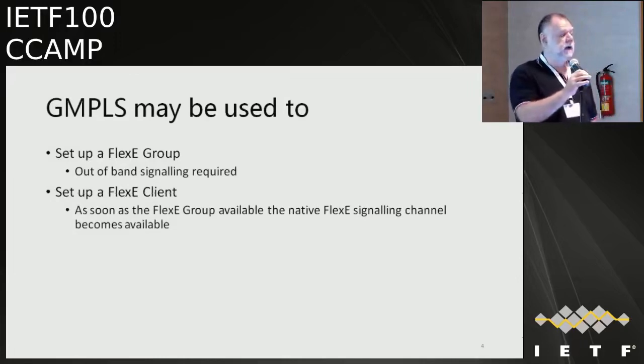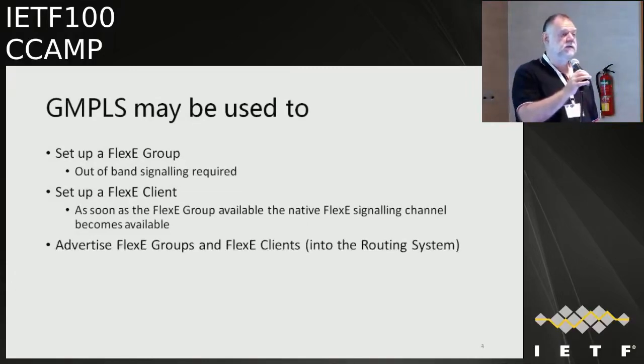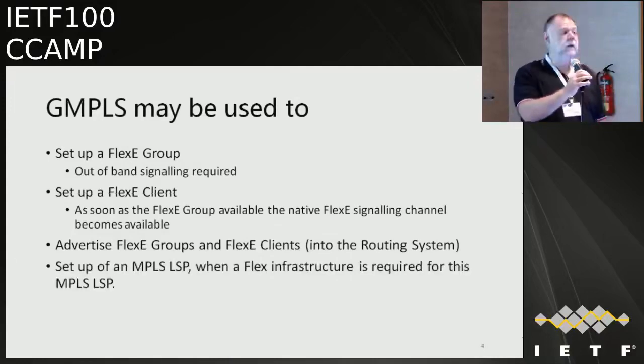When setting up a Flexi client, we actually have a signaling channel available on the PHY, a one-to-one type of channel, and we also have a signaling channel available on the Flexi group. We could use either. We need to decide how and in what situation we want to use those channels. And then we can use Flexi to announce the TE parameters. We can use the GMPLS control plane to announce Flexi TE parameters into the routing system. Next. And then we can also use it to set up a vanilla MPLS LSP, and that's the example we have in these slides.